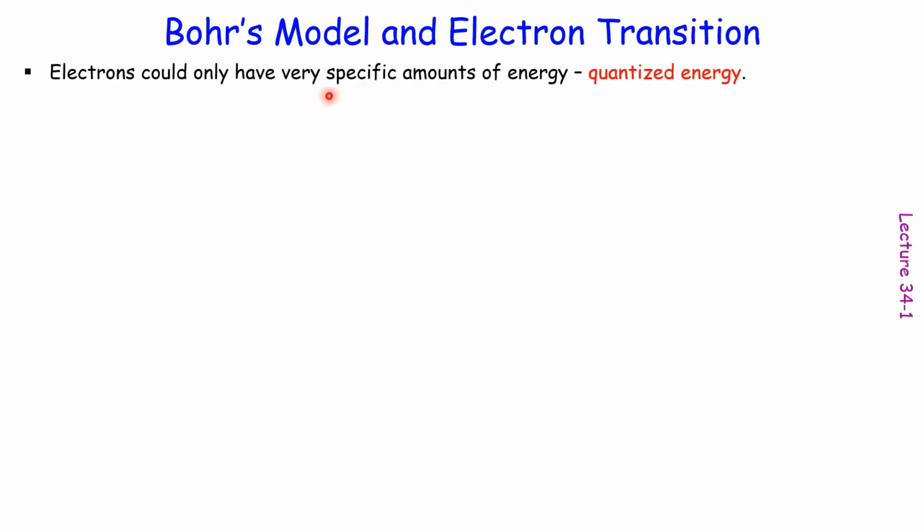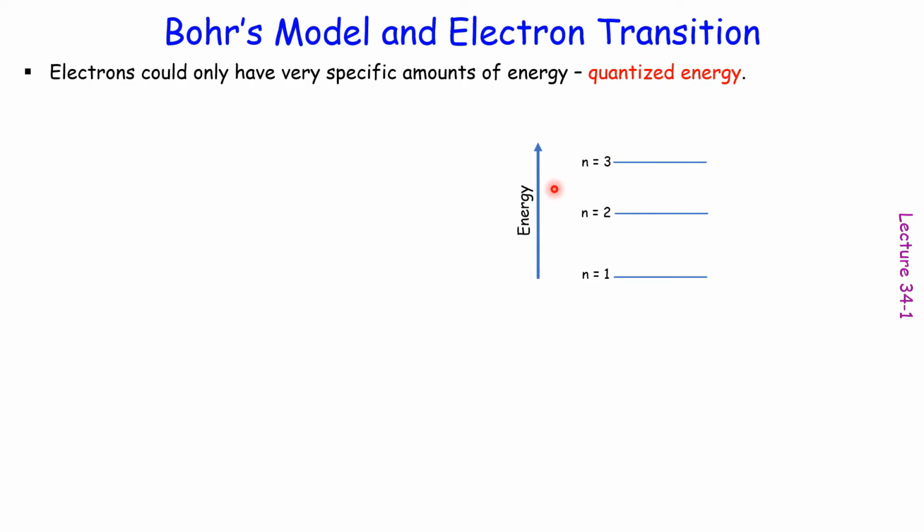Electrons can only have specific amounts of energy. We call that quantized energy. What does it mean? You see, this is the energy from low to high. Electrons can only have energies at, for example, n equals 1 level, n equals 2, or n equals 3.